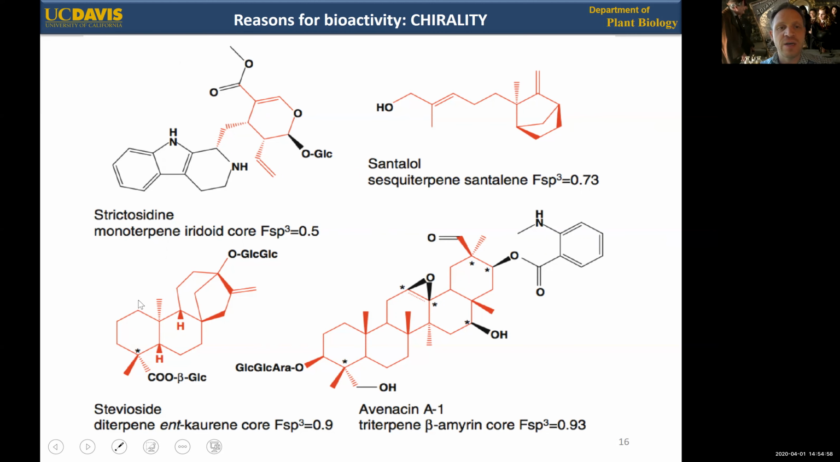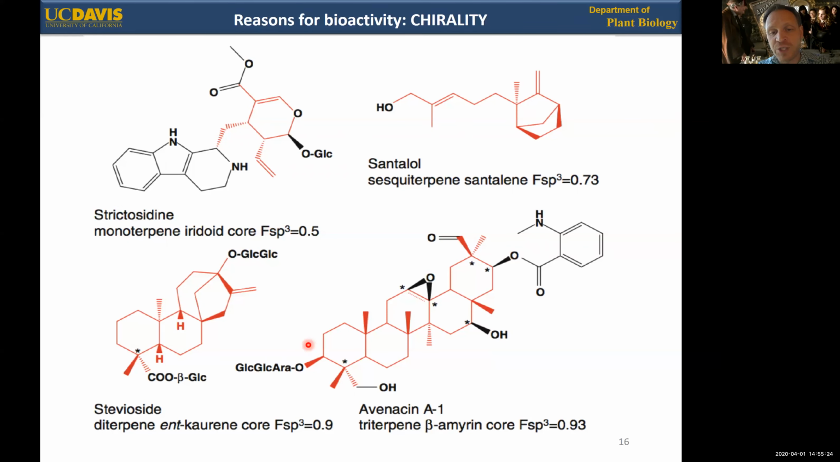You have nitrogen-containing compounds here that are very toxic compounds. You have citronellol here, which is a terpene volatile that is likely used in plant communication, but is mostly used in the fragrance industry. We have stevioside here. Many people will know this among you, right? This is a natural sweetener. It's a diterpene that is glycosylated.